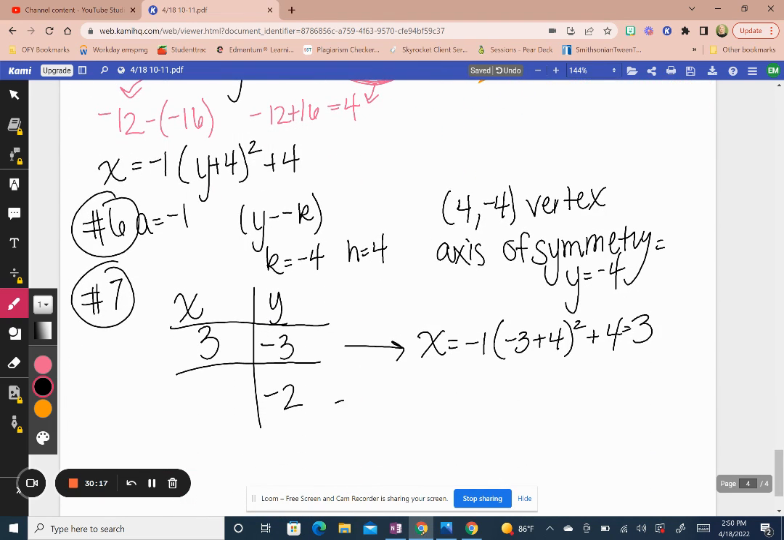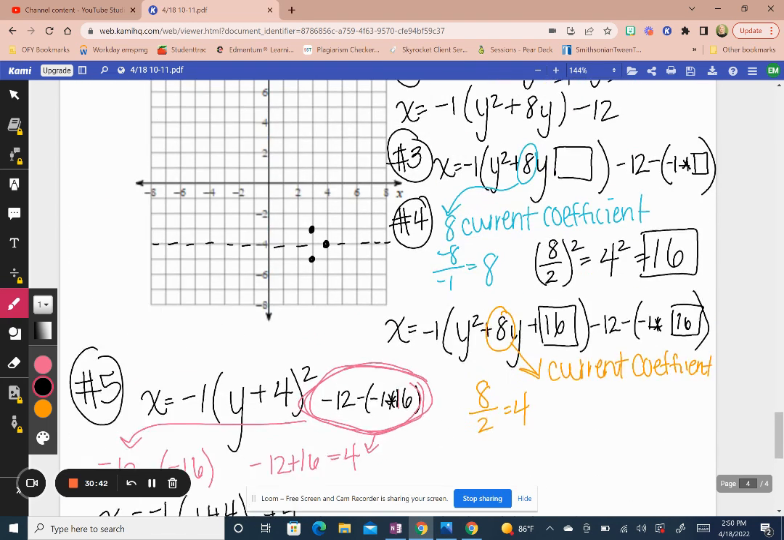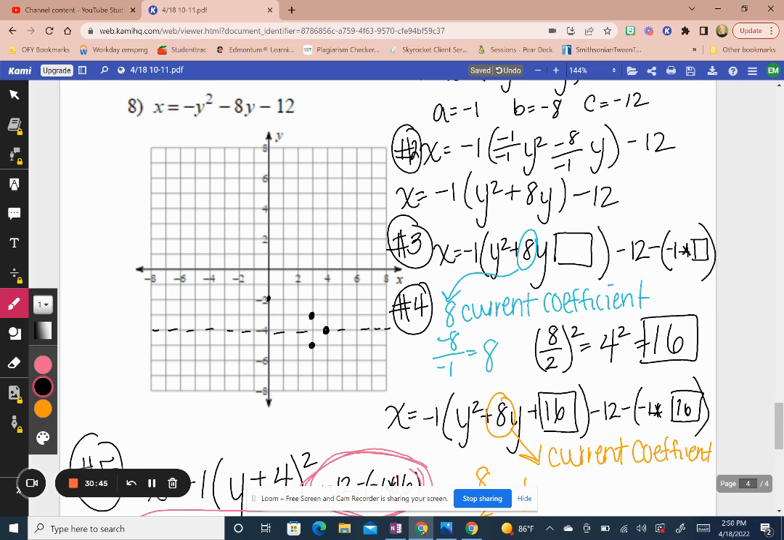So when y is equal to negative 2, I got to figure out what my x is. So x is equal to negative 1, and then replace my original y in my vertex form formula with a negative 2. Okay, so it's going to be negative 1 parentheses negative 2 plus 4 and parentheses squared plus 4. And that gives me 0. So it's going to be at 0, negative 2 right here. And I'm going to reflect 2 down. 1, 2. It goes up, so it means 2 down. 1, 2.